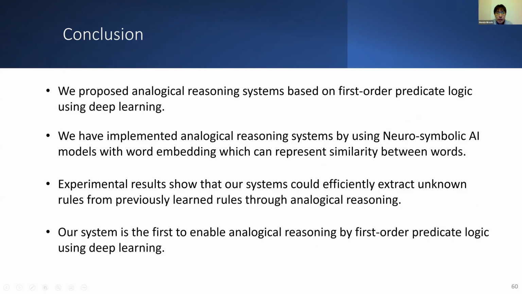I'm going to wrap up. We proposed analogical reasoning systems based on first-order predicate logic using deep learning. We have implemented analogical reasoning systems by using Neuro-Symbolic AI models with word embedding, which can represent similarity between words. Experimental results show that our systems could efficiently extract unknown rules from previously learned rules through analogical reasoning. Our system is the first to enable analogical reasoning by first-order predicate logic using deep learning.